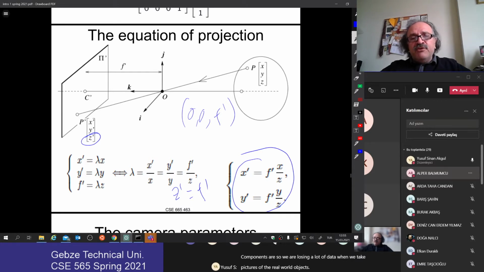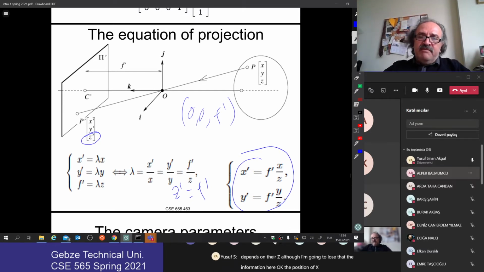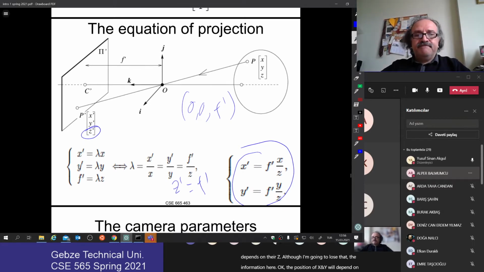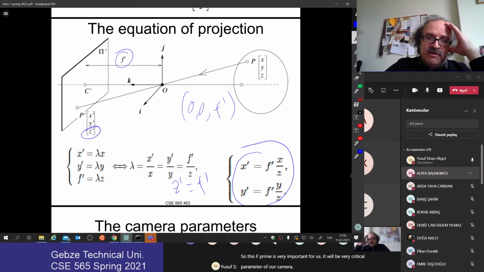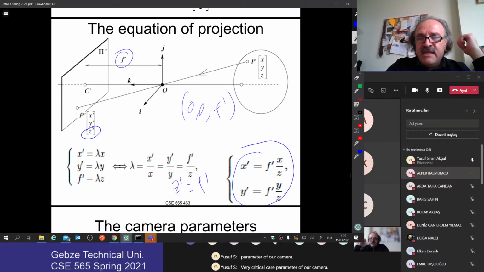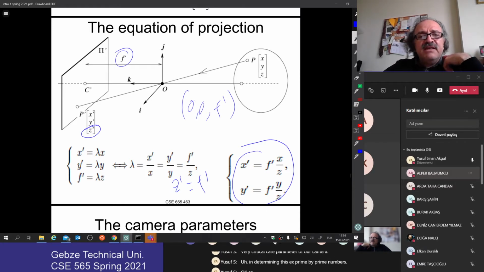Orthographic projection says that it doesn't matter what your Z is, my X prime and Y prime are going to stay the same. Perspective projection says that no, the position on your image plane of a point depends on their Z. Although I'm going to lose that Z information here, the position of X and Y will depend on Z. So this F prime is very important for us. It will be a very critical parameter of our camera in determining these X prime and Y prime numbers.